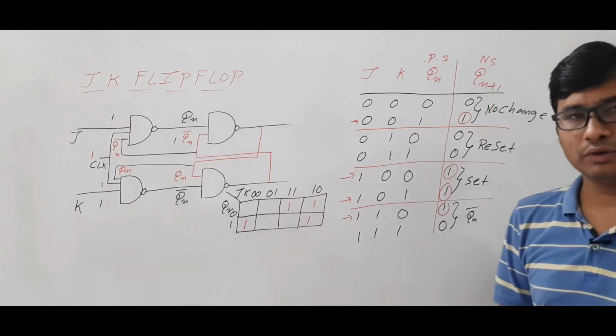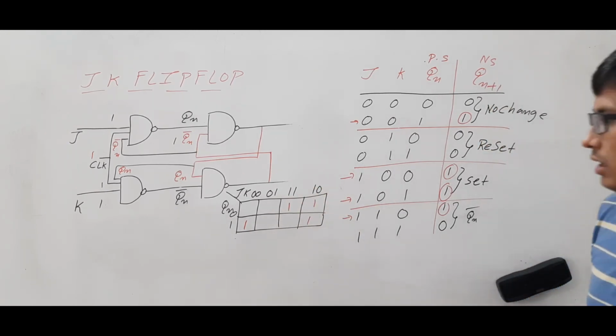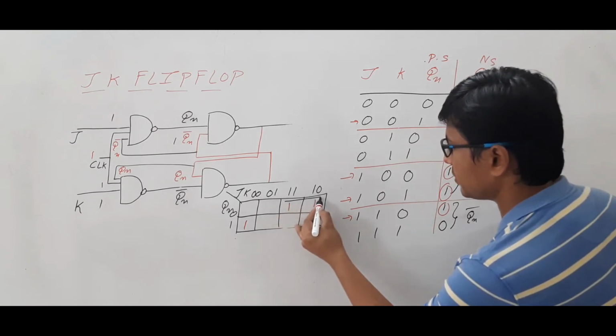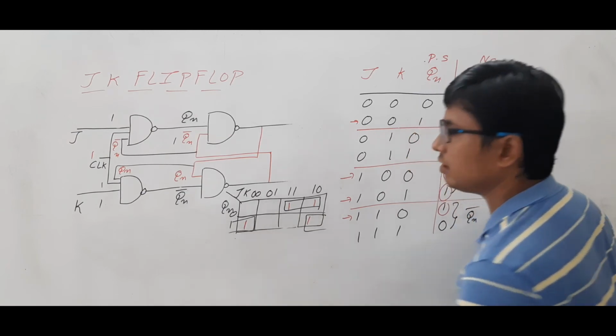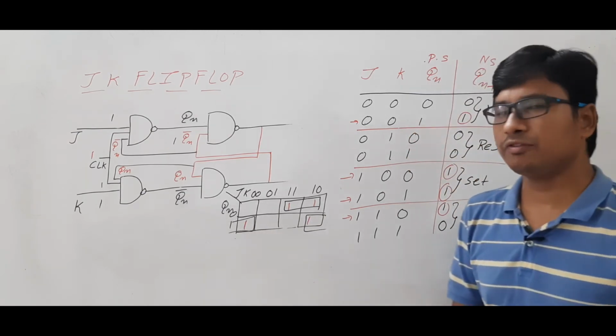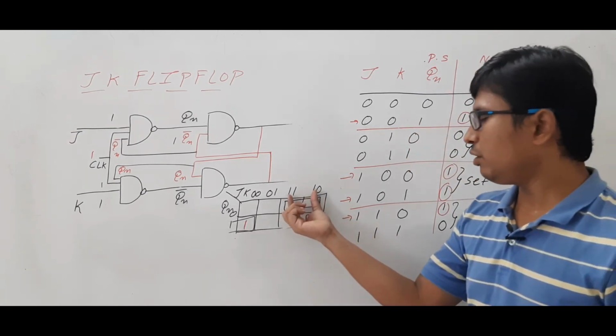Now if you have to find it, first I need to find the prime implicants. This is one prime implicant. This is the next prime implicant. Am I right or wrong? Now we will simplify using this K map. Now how can I do?